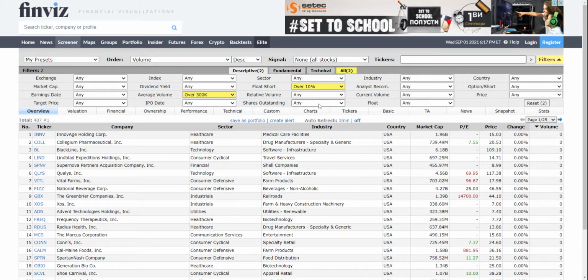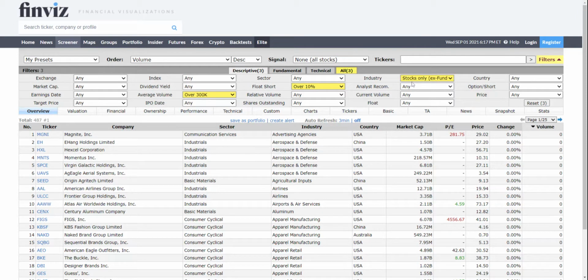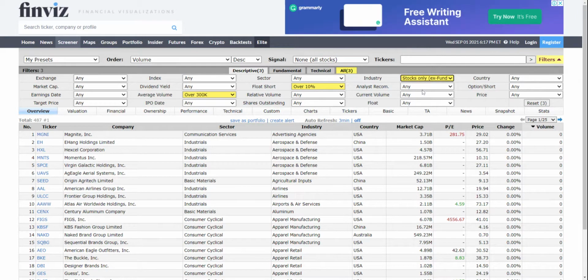The next thing to fill out is going into industry, and just go with stocks only. That's what I personally do. You can go with any, but I just go with stocks only or ex funds. Then the next thing will be float. So not float short, but only float. That means the number of stock shares that are available for trading to the public. This doesn't include shares held by insiders. What you want to fill out right here will be under 20 million.